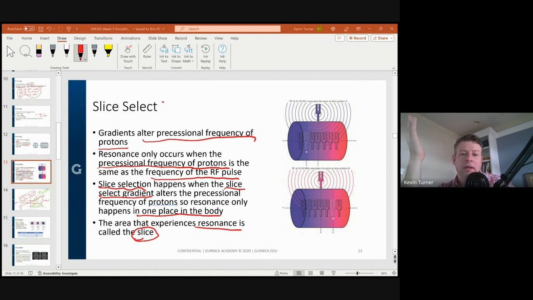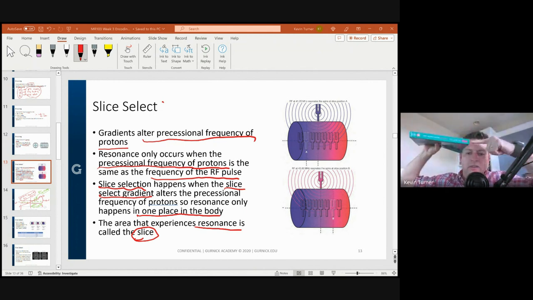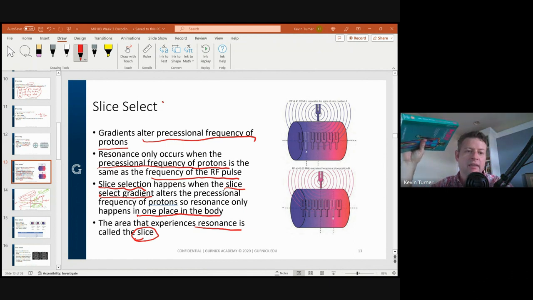Both things are true. When you turn on the gradient, it makes all the protons in your slice resonate, and it makes all the protons outside of the slice not resonate, because that's how we generate a slice. We generate a slice by controlling precessional frequency. We control precessional frequency through altering the magnetic force.